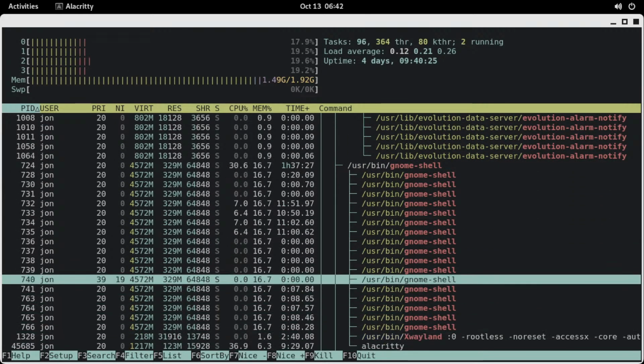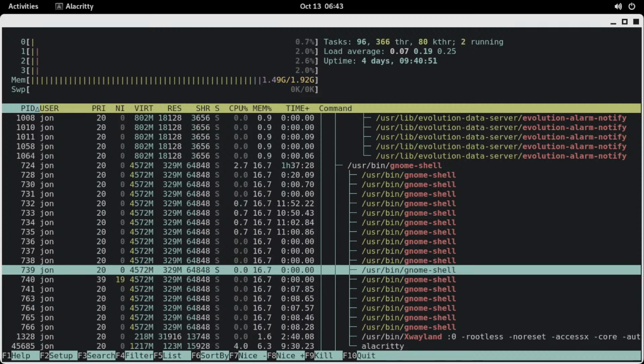So here we can pick off, this is a normal process because its global priority is 39 and its niceness is 19. So it's the highest number, so it's the lowest priority. So essentially, GNOME shell has a thread that it doesn't really care about.